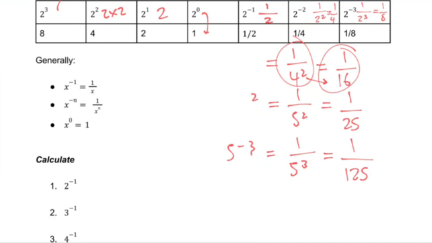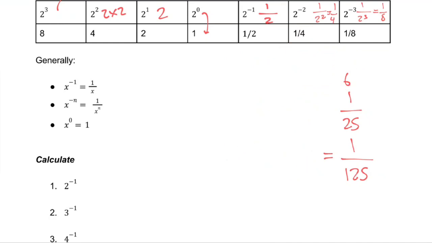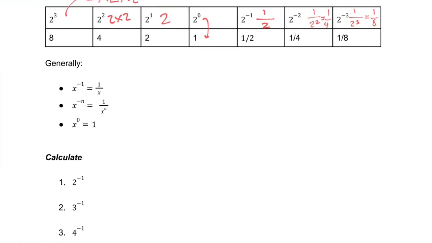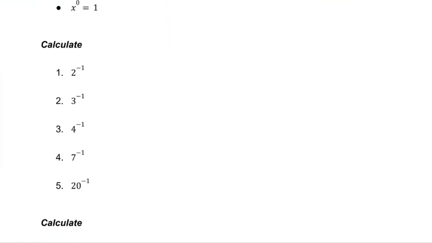Okay, so let's look at some general rules here. We've been over them, but it's nice to see it for what it is. So we've got x to the minus 1, that's always going to be equal to 1 over x. So 2 to the minus 1, that's going to be 1/2. 3 to the minus 1, that's going to be 1/3. Then x to the minus n, when n is any number, is going to be 1 over that base number, so x to the power of n. Okay? And then x to the power of 0, no matter what x is, that's always going to equal 1.